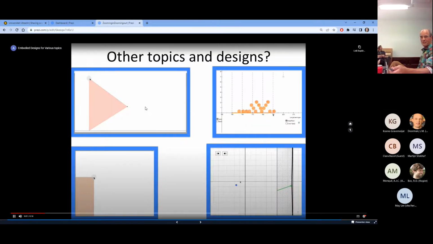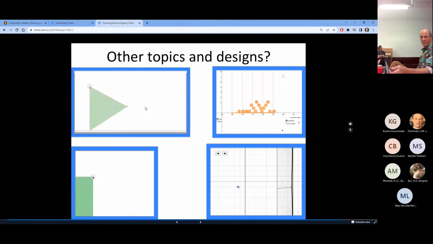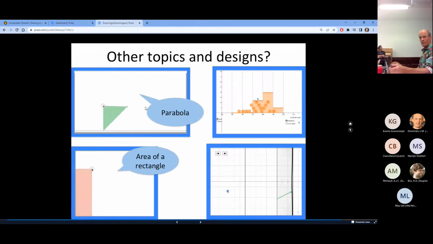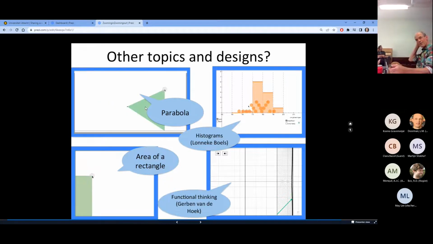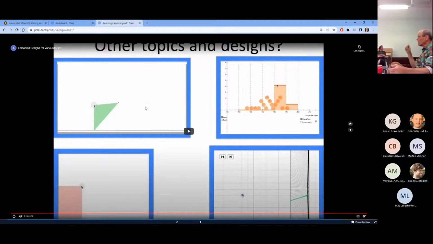Let's see if this video is going to run. Yes, it will. Here you see 4 animations at the same time. The upper left is Anna's example of a parabola. You need to keep the triangle green, and you can do so through moving the point over a parabola, it's an isosceles triangle. The left one, maybe I can start it again.